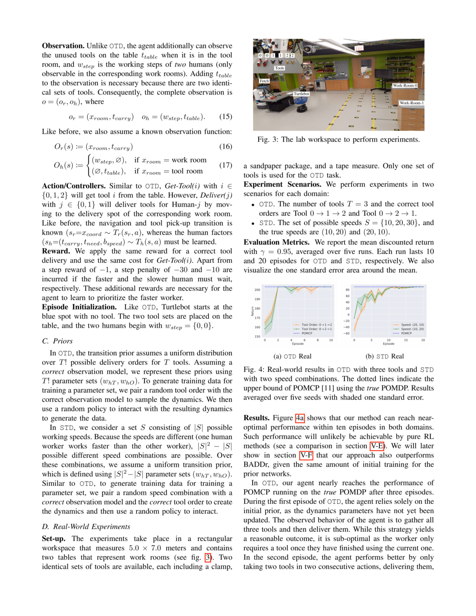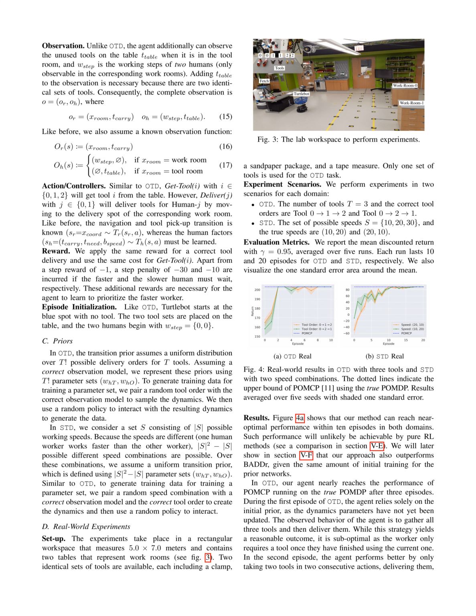Observation. Unlike OTD, the agent additionally can observe the unused tools on the table when it is in the tool room, and W step is the working steps of two humans, only observable in the corresponding workrooms. Adding table to the observation is necessary because there are two identical sets of tools. Consequently, the complete observation is O = (O_R, O_H), where O_R = (X room, T carry), O_H = (W step, T table). Like before, we also assume a known observation function.